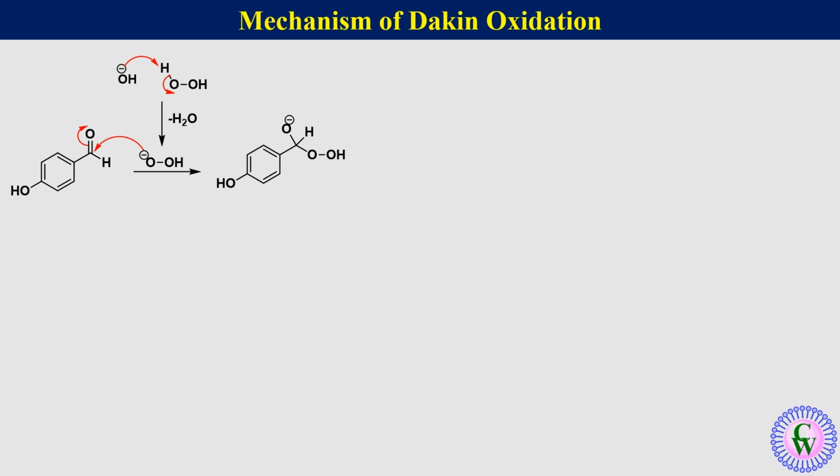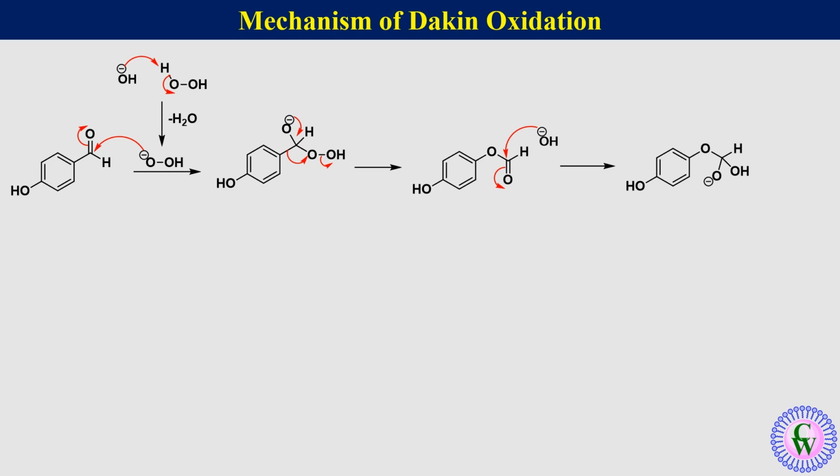Collapse of the tetrahedral intermediate by delocalization of negative charge followed by 1,2 phenyl migration and elimination of hydroxide ion lead to the formation of phenyl ester and hydroxide ion. Hydroxide ion then adds to the carbonyl carbon of phenyl ester to produce another tetrahedral intermediate which collapses like this to produce phenoxide ion and formic acid.